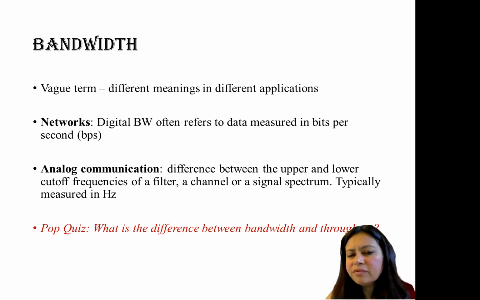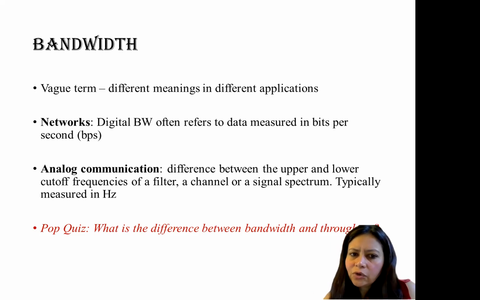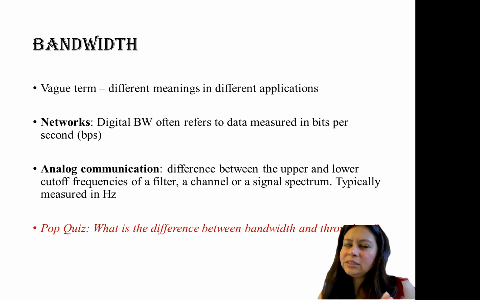So 50 megabits per second, that's my throughput. If you look at my definition of bandwidth, I'm pretty much saying the same thing. It's data measured in bits per second. So bandwidth in the network context often is synonymous with throughput. Not so in the communication domain.